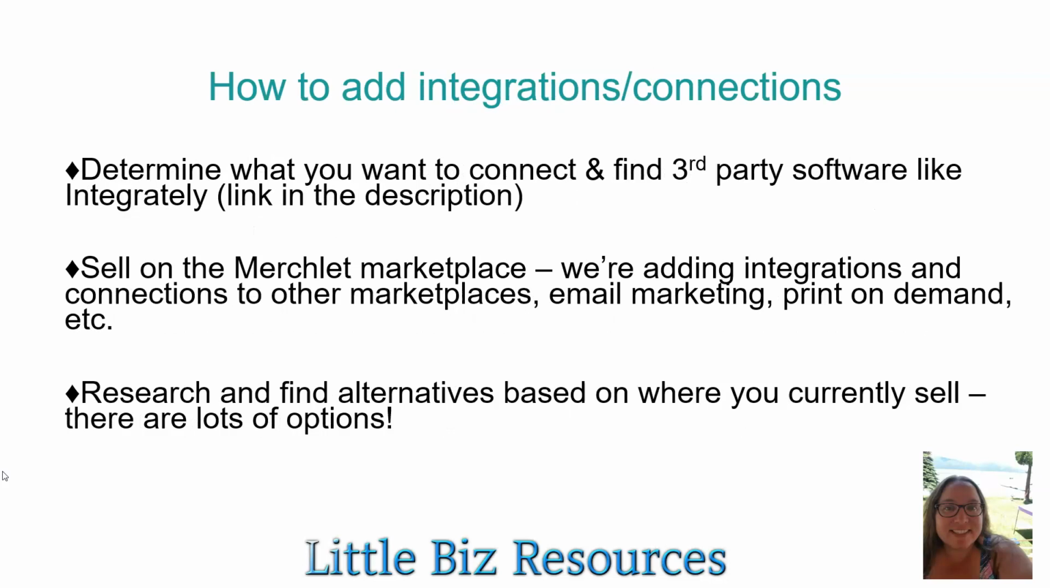All right, so how to add integrations and connections. First of all, you need to determine what you want to connect. And then you need to find third-party software like Integrately, and I have a link in the description. Integrately is really good with connecting various channels so that you can connect different elements. So an example of this is, let's say you wanted to connect your WordPress or your WooCommerce store, right? And you wanted to connect it with your email marketing. You could do that through a third-party app like Integrately or third-party software.